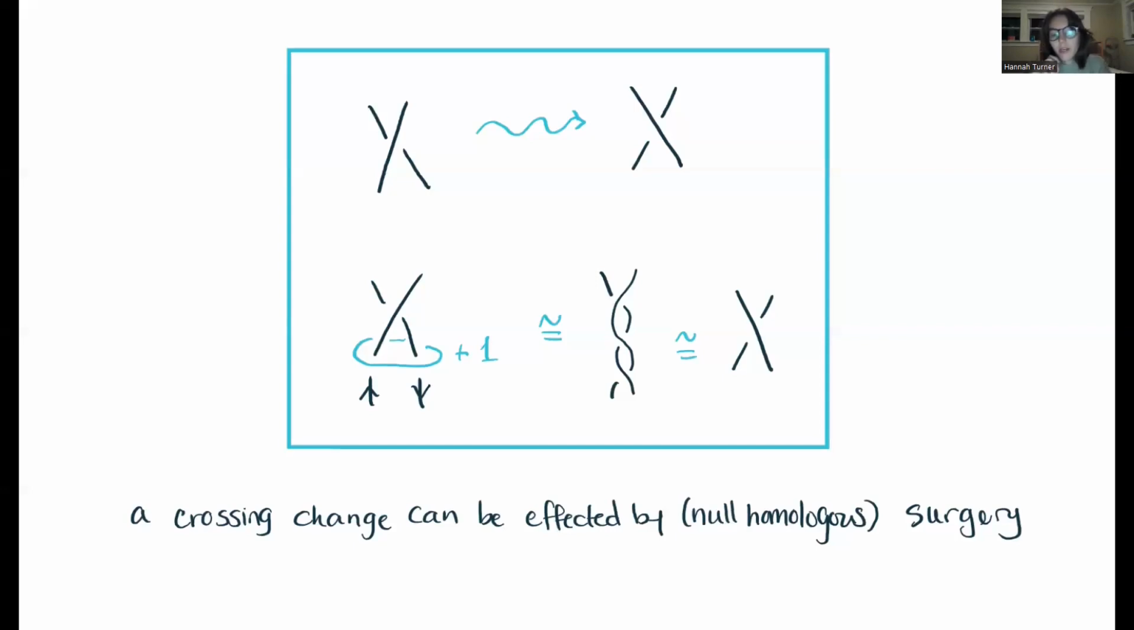Okay, so the point of this slide is that a crossing change can be effected by doing this kind of full twist operation, but also vice versa. So this kind of full twist, you can think of it as a crossing change.